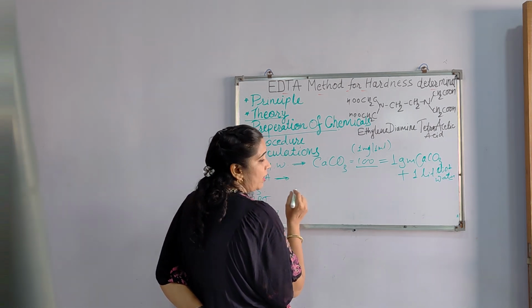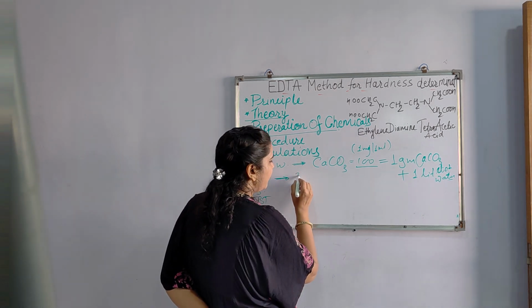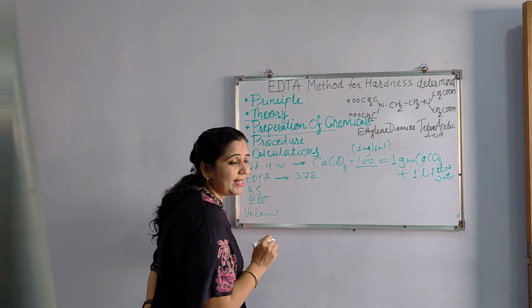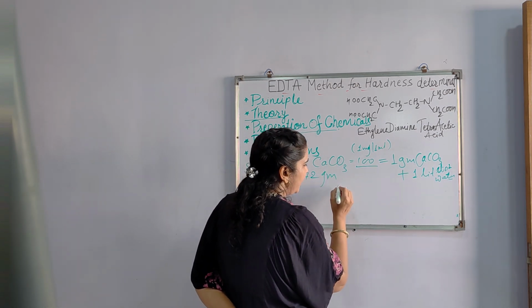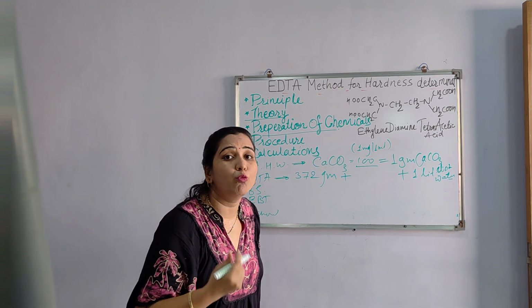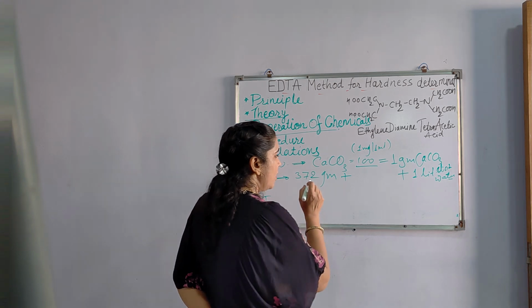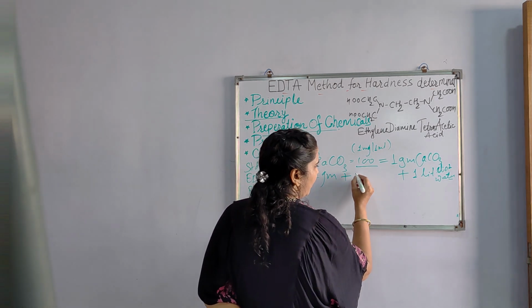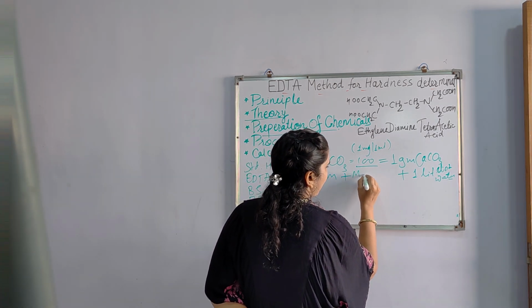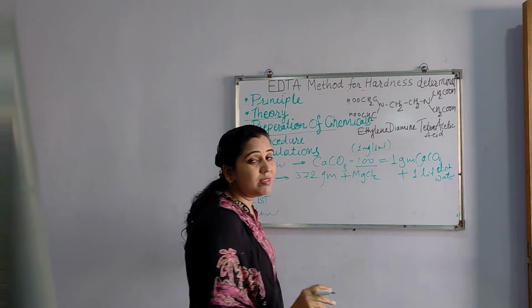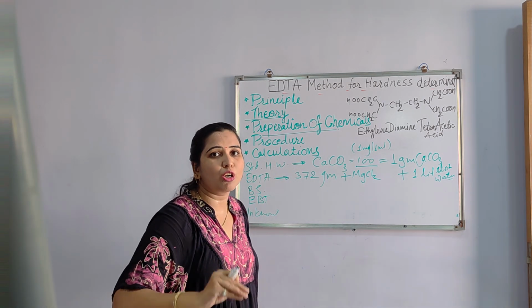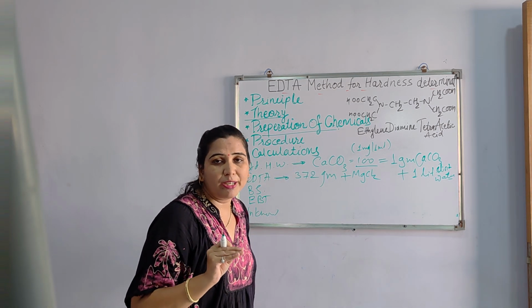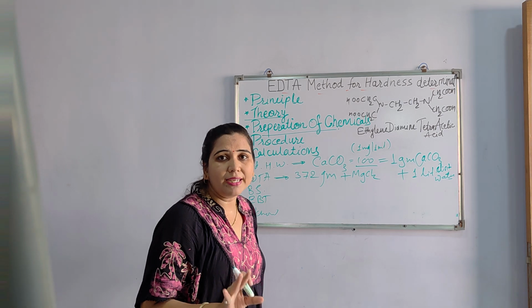Then EDTA has a molecular weight of 372. So we will take 372 grams of EDTA, so that there is preparation of a 1 molar solution of EDTA. So 372 grams of EDTA, and in this there is addition of some MgCl2. MgCl2 is added for formation of a stable EDTA, particularly the stable EDTA.